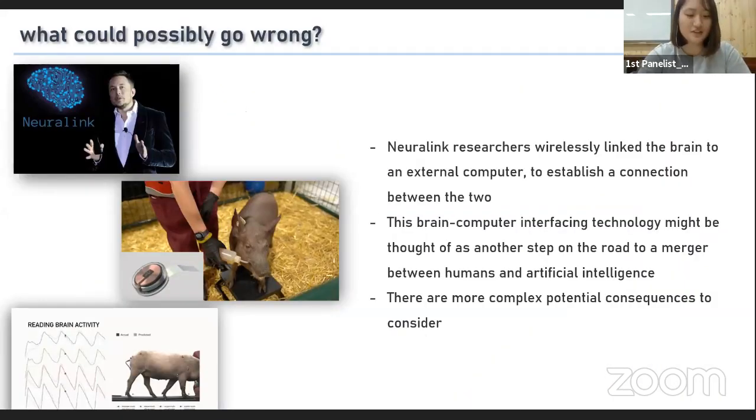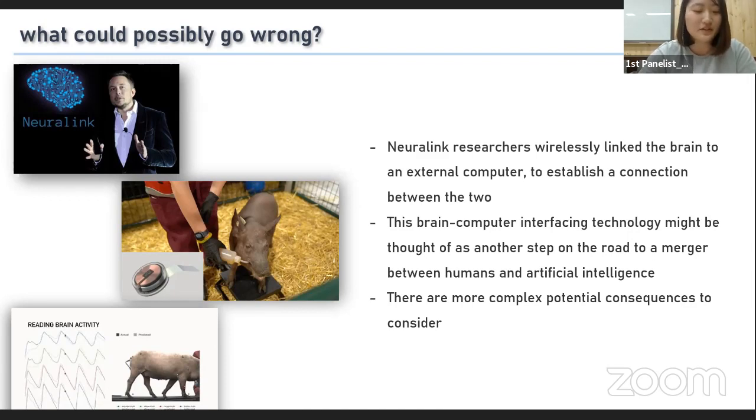Elon Musk announced that one of his companies, Neuralink, had implanted an interface about the size of a coin into the skull of a pig named Gertrude. Neuralink researchers wirelessly linked the brain to an external computer to establish a connection between the two. Whilst the device is not yet approved for implantation into a human brain, the company also announced that it had obtained U.S. Food and Drug Administration approval to expedite the regulatory process toward this goal.